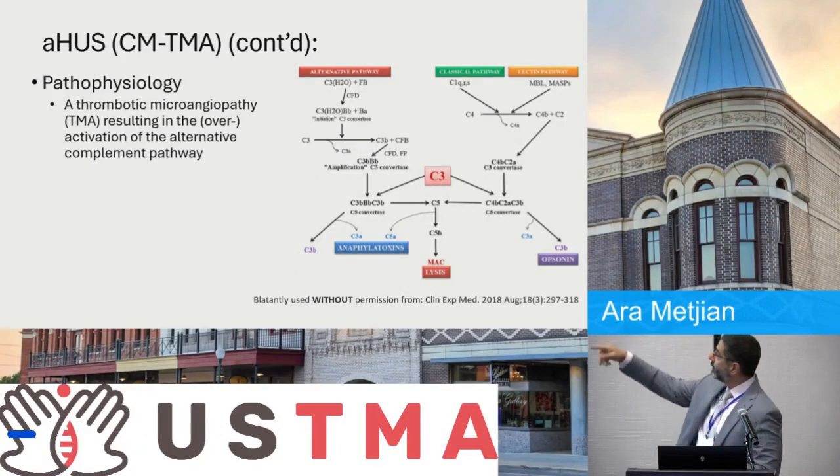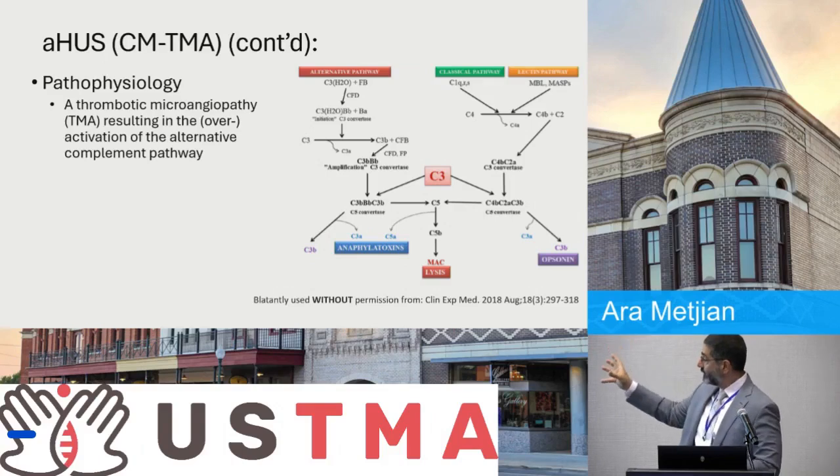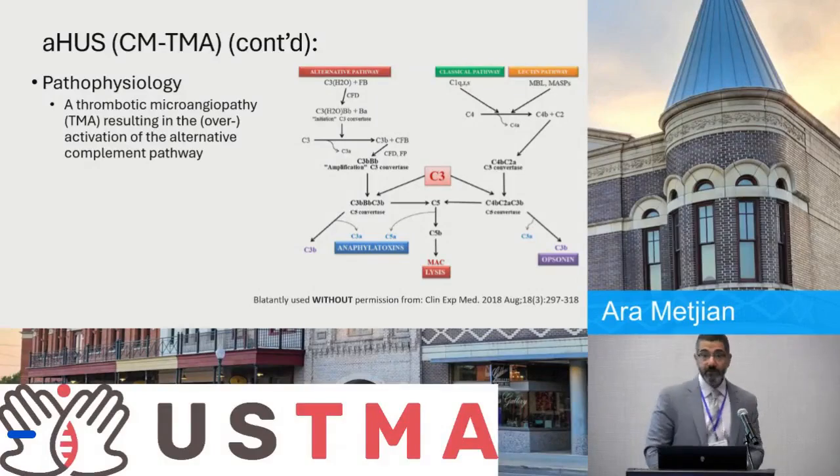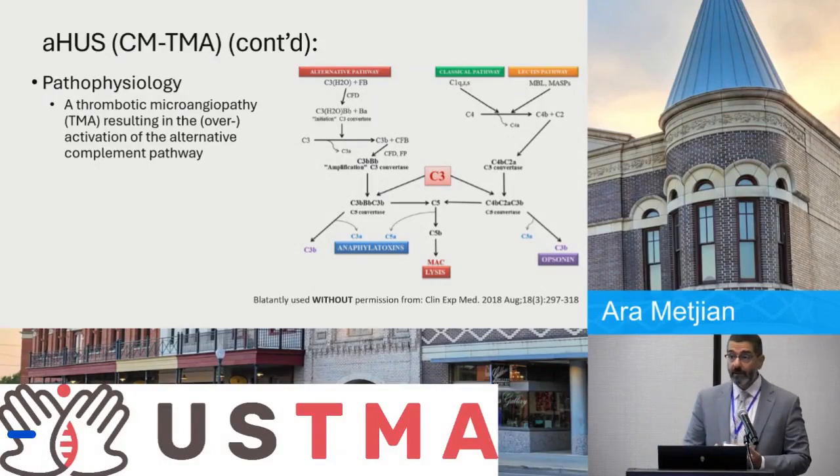The alternative, classical, and lectin pathways all converge to this part called the membrane attack complex. Literally what the immune system is doing is punching holes in cells, whether it's virally infected cells, cancer cells, or bacteria, as a way to kill what is, quote, foreign to the body.